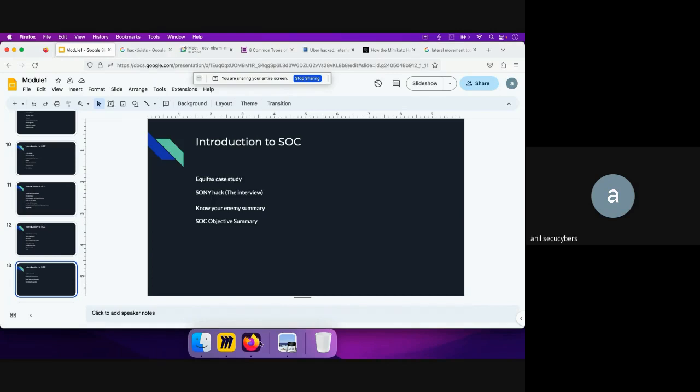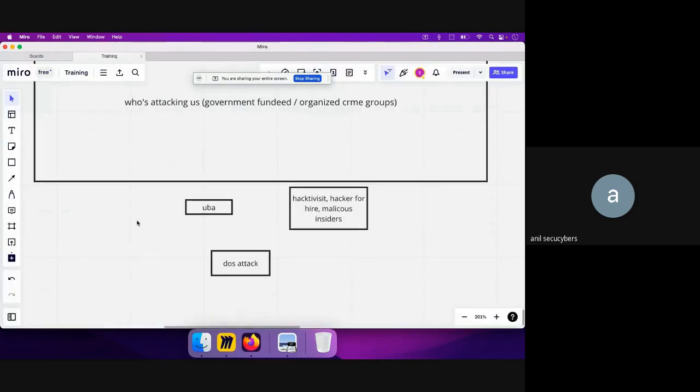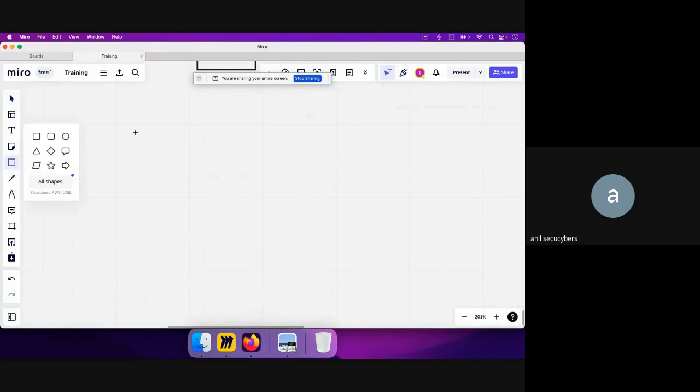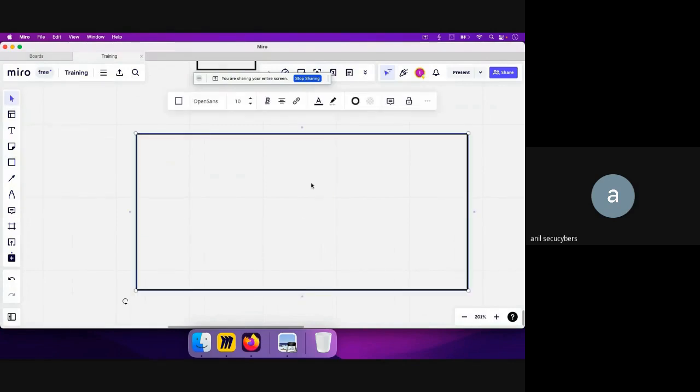Okay, so let's go to the Equifax case, and let me quickly share a timeline of how the Equifax hack looked. Okay, so give me 1 second. I'm just going to the timeline section. Okay, so this was the timeline for the Equifax hack.